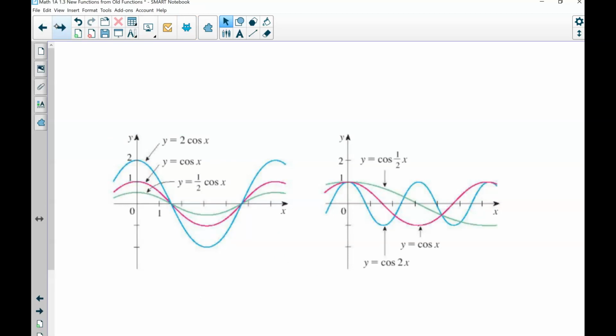Okay, now this figure illustrates these stretching transformations when you apply them to the cosine function, when the value of c is equal to 2. So for instance, in order to get the graph of y equals 2 times the cosine of x, we would multiply the y-coordinate of each point on the graph of y equals the cosine of x by 2. And what this means is that the graph of the function y equals cosine of x would then get stretched vertically by a factor of 2.